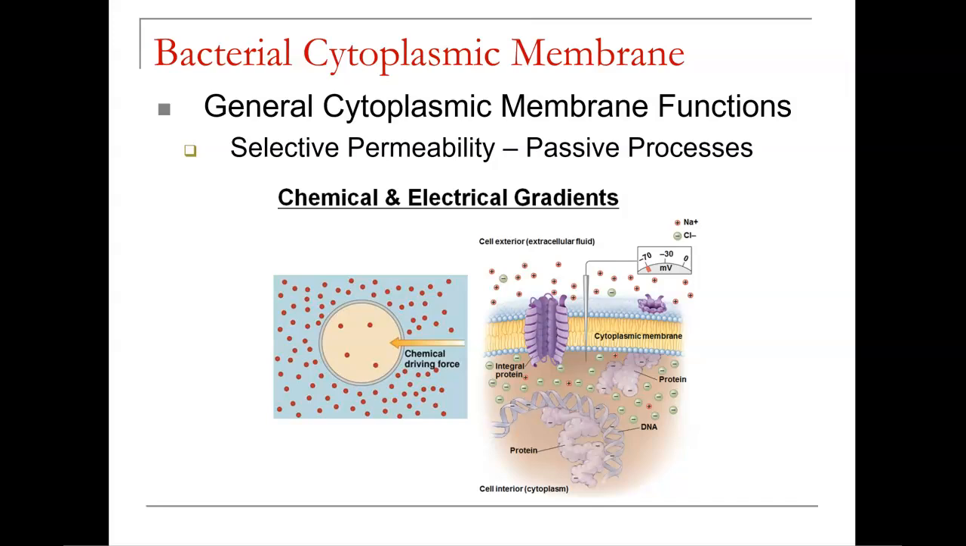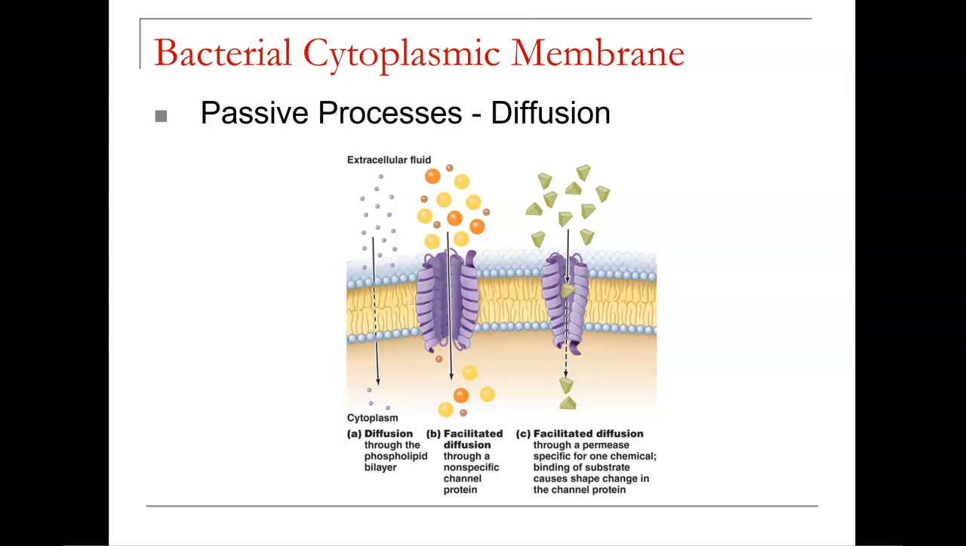So concentration or chemical gradient, that's the difference in the concentration of particles between one area and another. Or you could have what's called an electrical gradient. That's the difference in the net charge of ions existing between opposite sides of the membrane. So two examples of this passive process, you could have diffusion. That's going to be defined as the movement of particles from an area of high concentration to an area of low concentration. And you can actually have two types of diffusion.